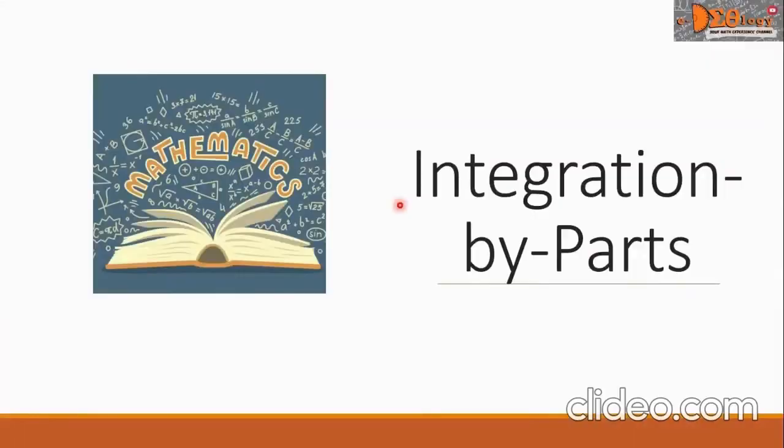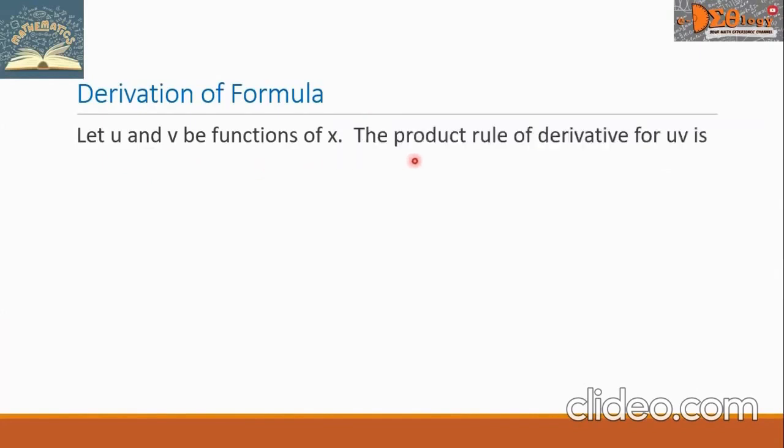Hi everyone! Today we're going to study integration by parts. Let us derive the formula. Let u and v be functions of x. The product rule of derivative for uv is: derivative of uv equals u dv plus v du.